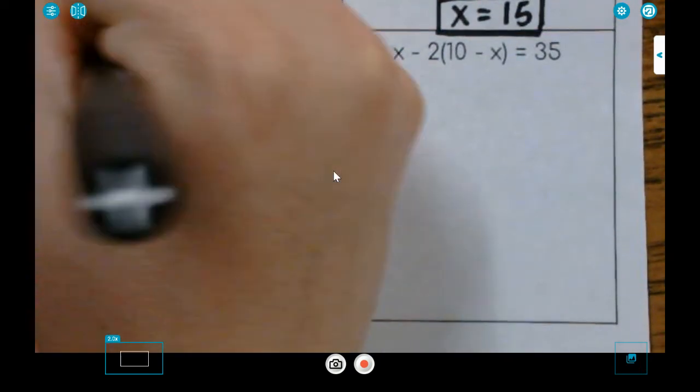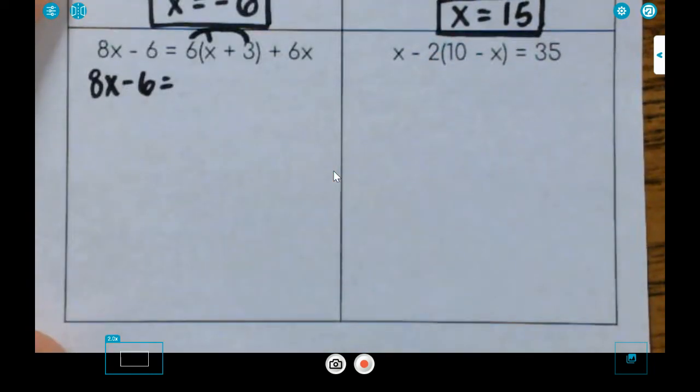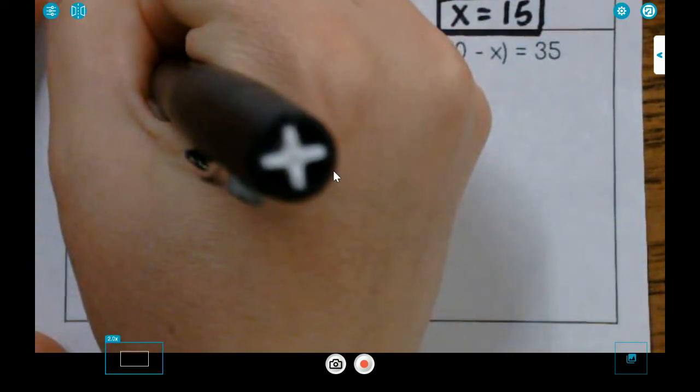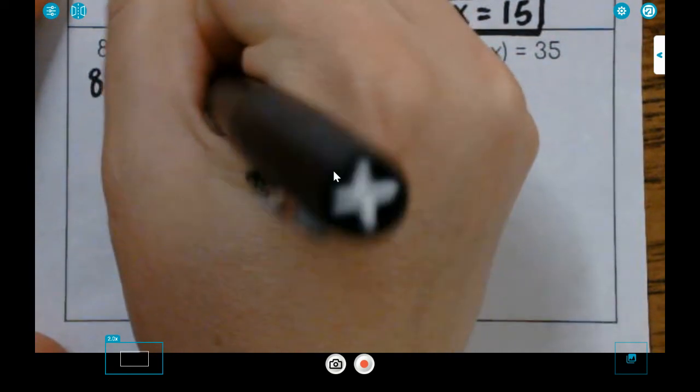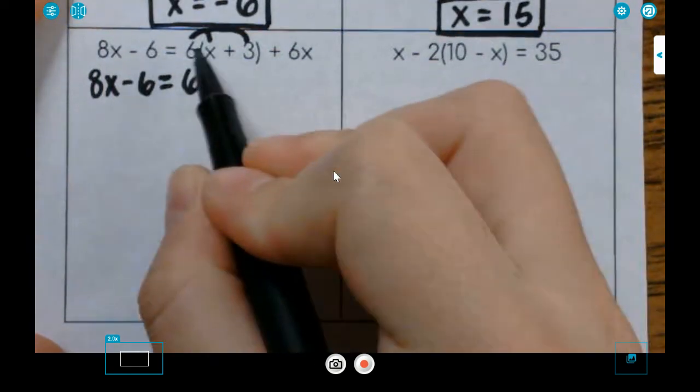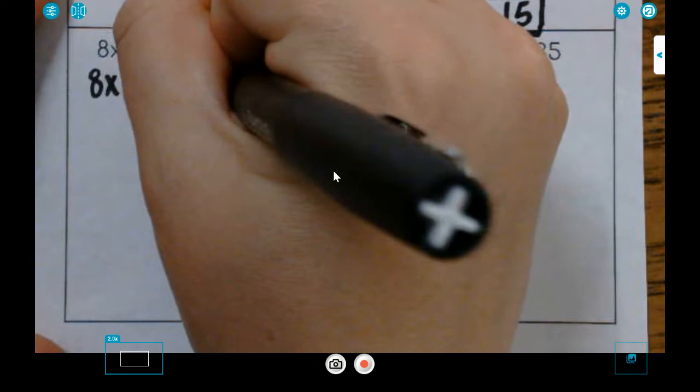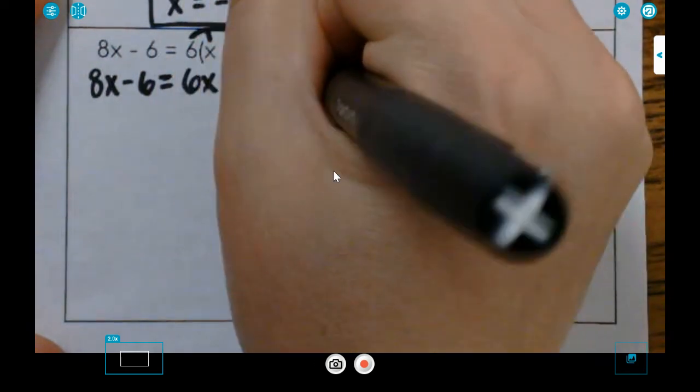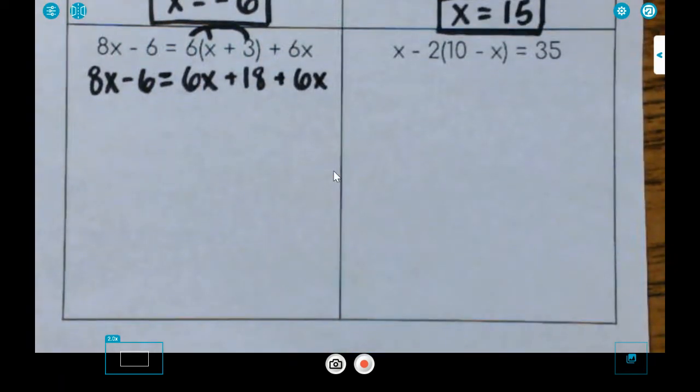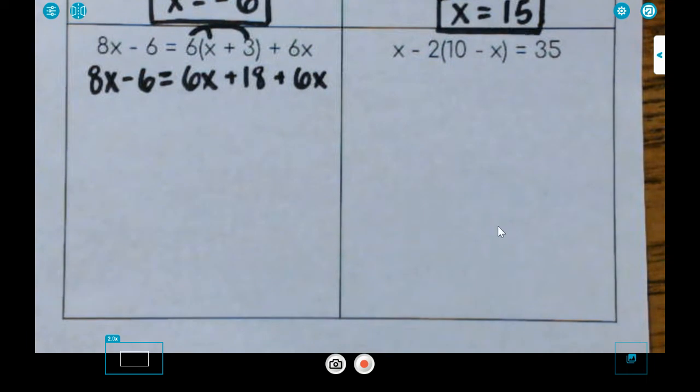I'm going to rewrite this 8x minus 6, just the exact same, equals 6 times x is 6x, and then 6 times 3 is 18. And I still have my plus 6x. Then this one has both variables on the same side, this 6x and 6x, and variables on opposite sides.